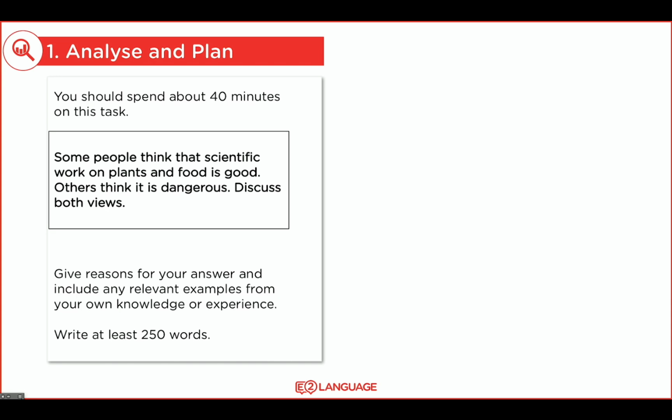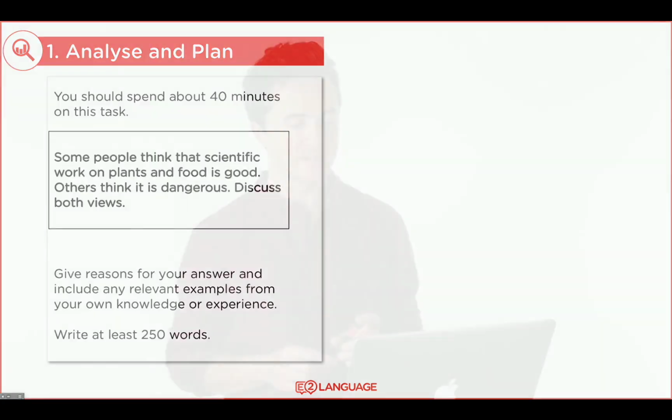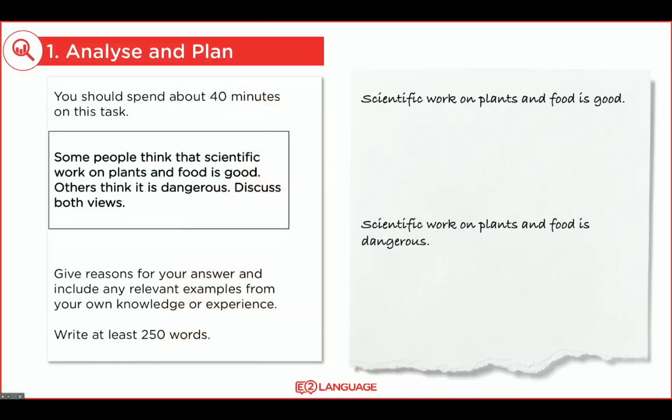Let's take a look at the question prompt here. Some people think that scientific work on plants and food is good. Others think it is dangerous. Discuss both views. So here we can see both of these views. Some people think that meddling with plants and food is a good thing. Others don't. We're going to have to discuss both of these ideas. When we plan, we might sketch up something like this on our piece of paper. Scientific work on plants and food is good. And the second part of the question, scientific work on plants and food is dangerous.